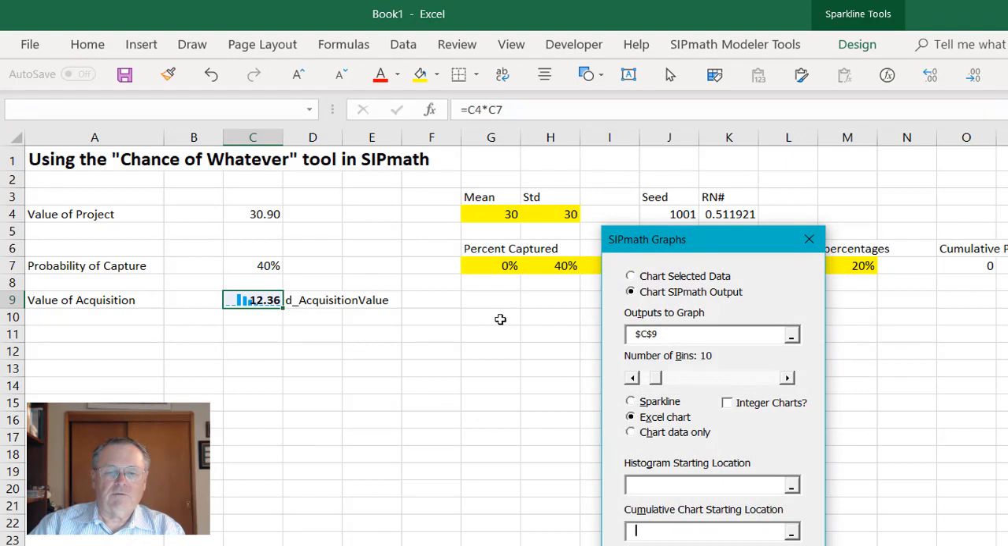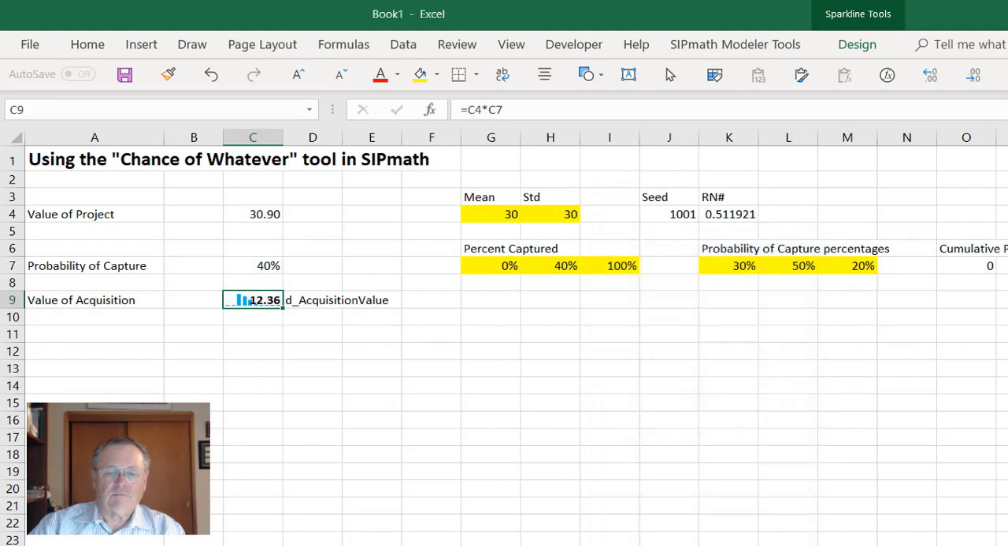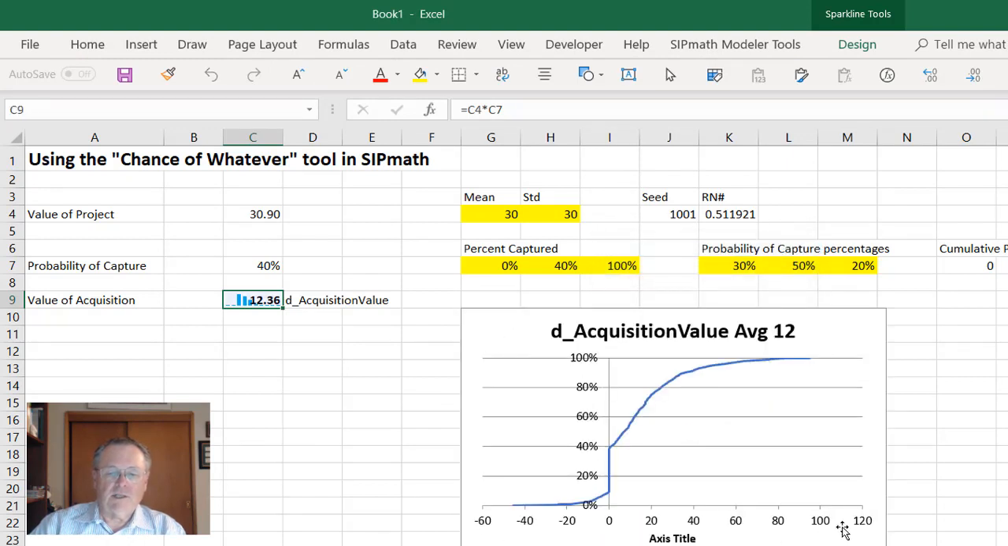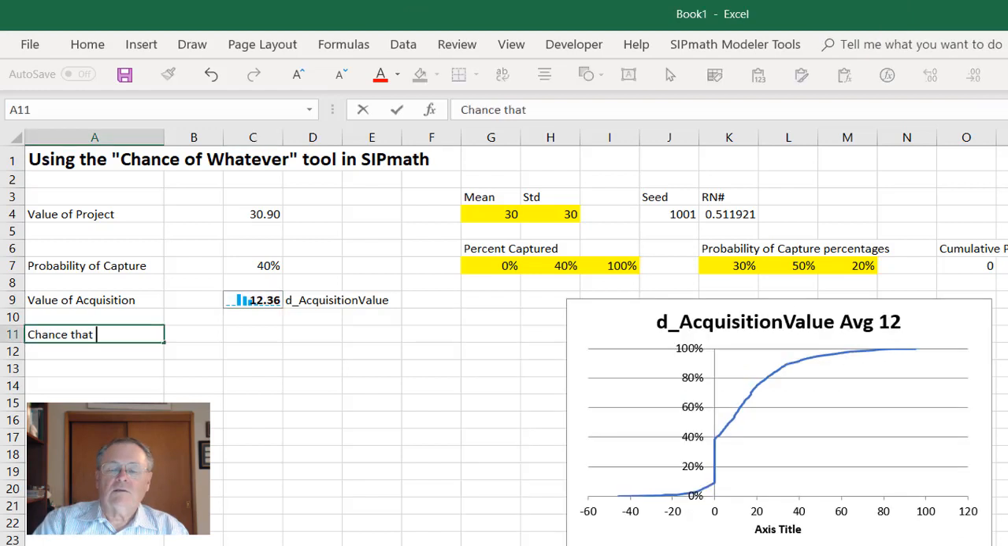I'm just going to do a cumulative here. So what we see is that some of the time we do not capture it. The other times we have good outcomes. And sometimes we capture a portion here that has a negative value. And so all three of these probabilities are reflected in this total curve. So management is asked, what is the chance that the value is greater than zero?